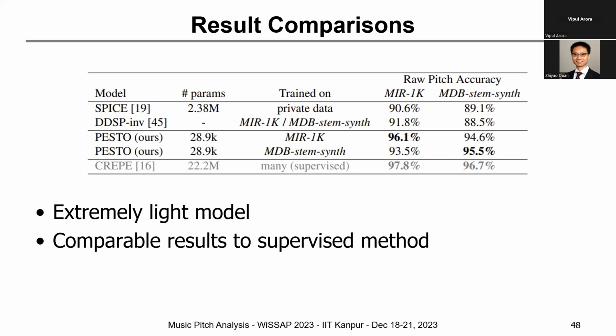But remember, a CREPE model is supervised, and its parameter count is 22 million. This model is 28K, so 1,000 times smaller. And that's the main reason why this method received the best paper. It's so efficient and elegant. So this is an extremely light model, achieving comparable results with supervised methods.